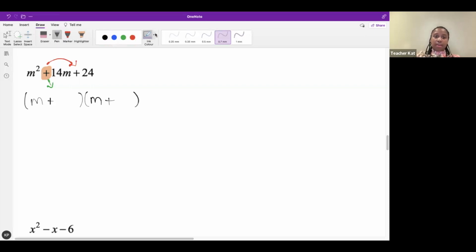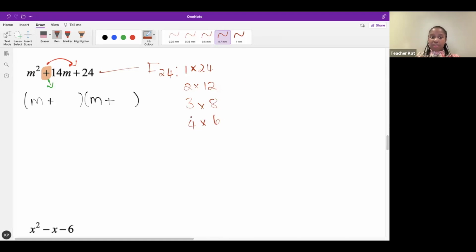Next step, factors of 24. Let's go. 1 times 24. Next. I always give you the 1 times, just to be safe. 1 times 24, 2 times 12. 2 times 12 or 12 times 2. They're both positive, remember? So do we need to go any further? 3 times 8. 4 times 6.